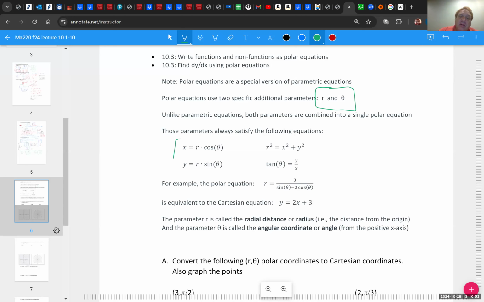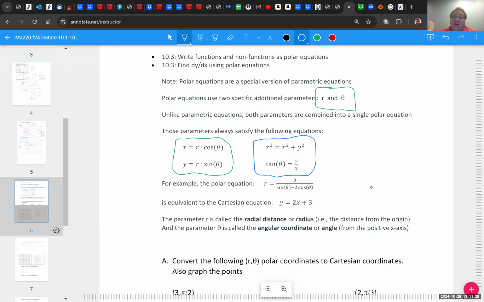So over here on the left-hand side, we always have x as r cosine theta and y as r sine theta. That's just the definitions of x and y in terms of r and sine and cosine from trigonometry. And here on the right-hand side, we have r squared equals x squared plus y squared. That's basically the Pythagorean theorem. And we have tangent theta is y over x, which is just your opposite over adjacent formula for tangent, using y for the opposite and x for the adjacent.